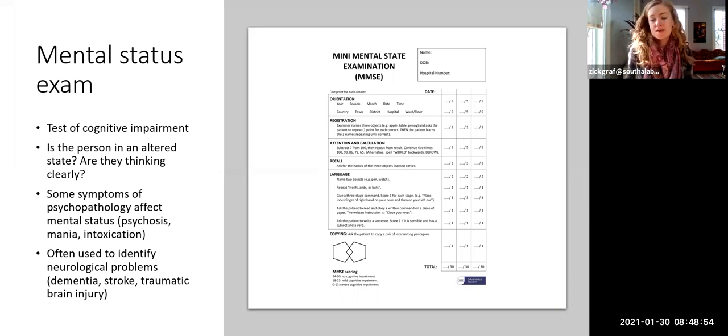But it also is sometimes used to pick up on and identify neurological problems like dementia, strokes, or traumatic brain injuries. So orientation is literally just, does somebody know who they are, where they are in time, why they're here having this assessment. Registration has to do with how aware they are or how able they are to notice things in their environment. So are they capable of visually registering the things around them?